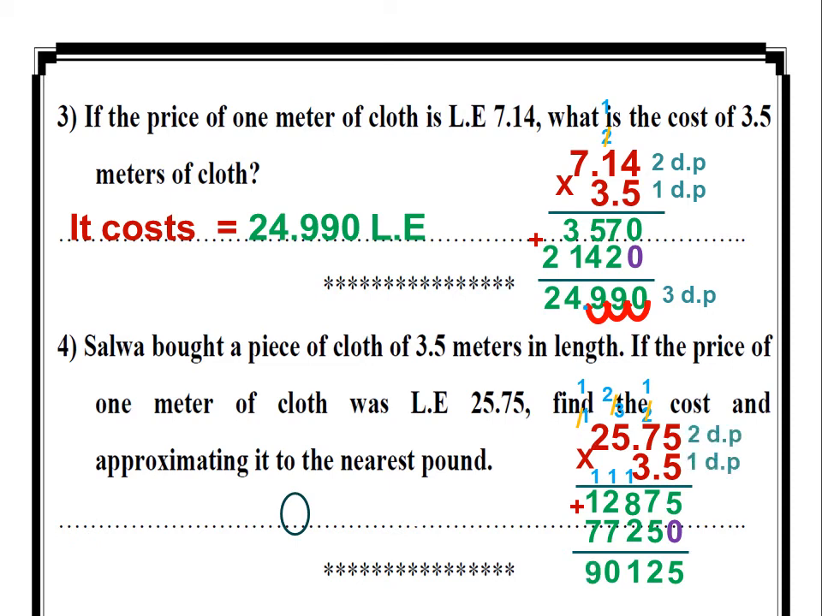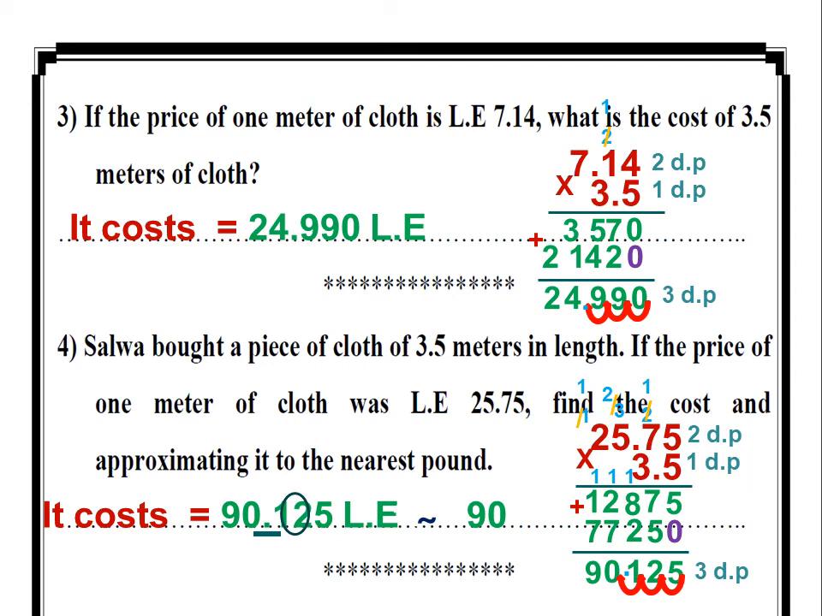In my first number, I have 2 decimal places. In my second number, I have 1 decimal place. So the total has 3 decimal places, counting from the right side, moving to the left. 1, 2, 3 steps. So here is my decimal point. So the total cost is 90.125.